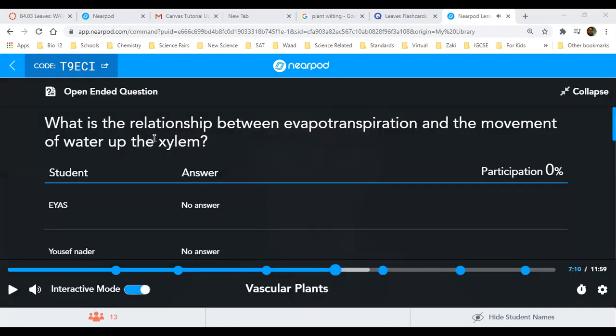All right, so what is the relationship between the evapotranspiration and the movement of water up the xylem? This is a very important question. Look, he said that 1% of the water that is being absorbed by the roots is going to be utilized in photosynthesis, and 99% of the water is being lost. Xylem is actually using this power, the evapotranspiration, to take the water up to 200 meters off the tall trees.